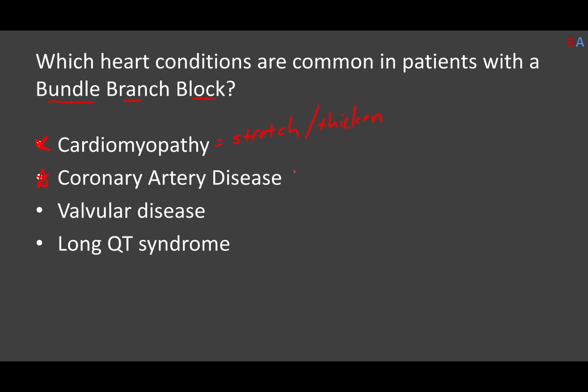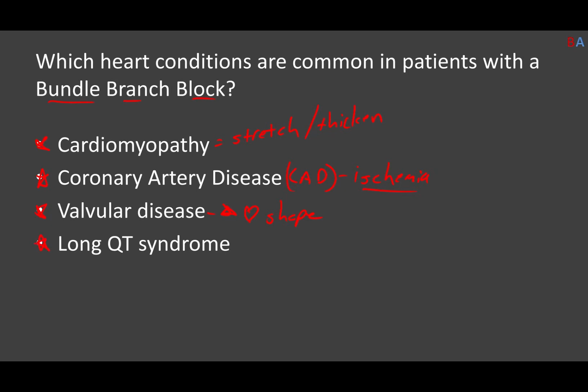Coronary artery disease, CAD, definitely can be a cause because poor blood circulation, blood flow, things like that can lead to a little bit of ischemia, which of course can lead to death of tissues. So coronary artery disease is definitely one of them. And valvular disease, definitely. If you're dealing with regurgitation or stenosis and things of that nature, that can change the shape of the heart and also make the heart function differently, and that can lead to bundle branch block as well.